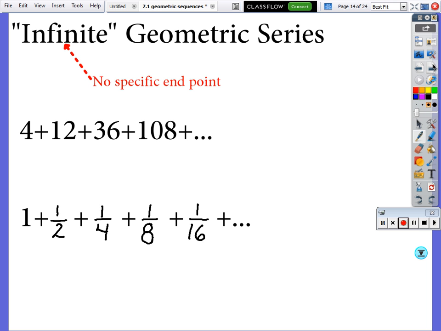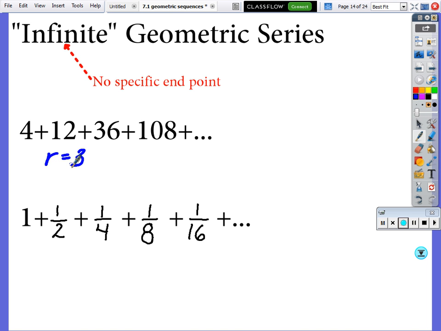So for example, here we have this infinite series: 4 plus 12 plus 36 plus 108 plus and so on. This is continuing forever. It's getting larger and larger, right? Exponentially larger by what number? What are we multiplying by? R is equal to 3. So we could keep getting larger. We can multiply 108 by 3, and multiply that number by 3.